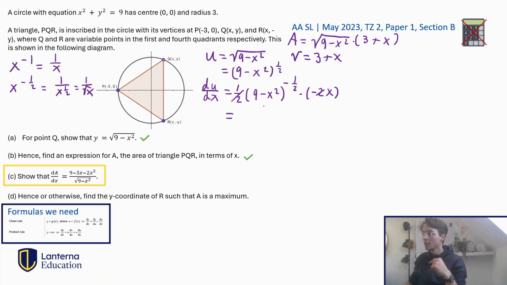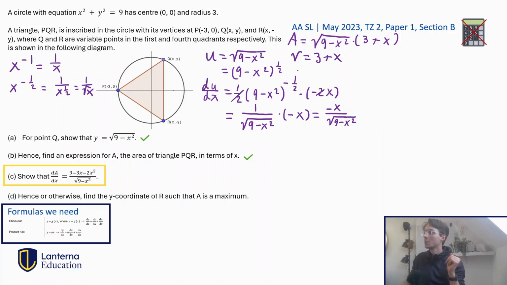So same thing over here, guys. -1/2, that is the same as 1 divided by the square root of 9 minus x squared. And then, well, the 2 disappeared, but the -x stays, so times -x. I can put that all onto just one fraction to make it look a little bit nicer. So -x divided by 9 minus x squared. Whew, okay, that was tricky. And that was just part of the exercise, guys.